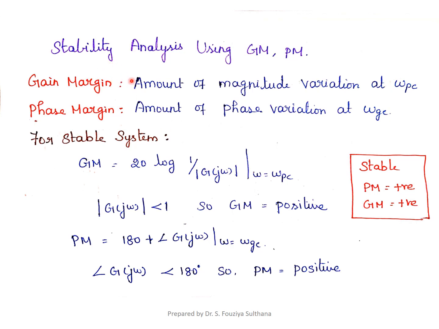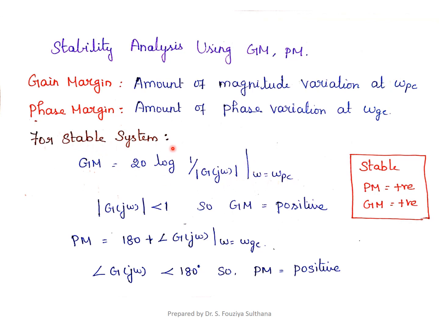We can do the stability analysis using gain margin and phase margin. So what is gain margin? It is the amount of magnitude variation at phase crossover frequency, and the phase margin is nothing but amount of phase variation at the gain crossover frequency. So the expression of gain margin is nothing but 20 log of 1/|G(jω)| at ω = ωpc.